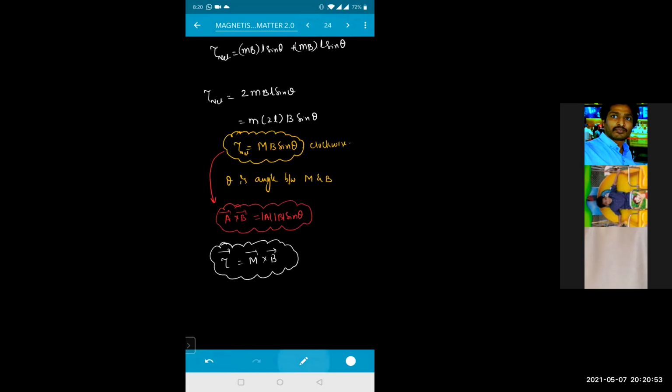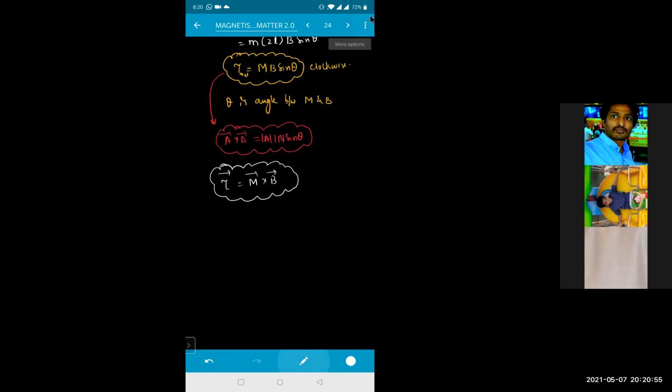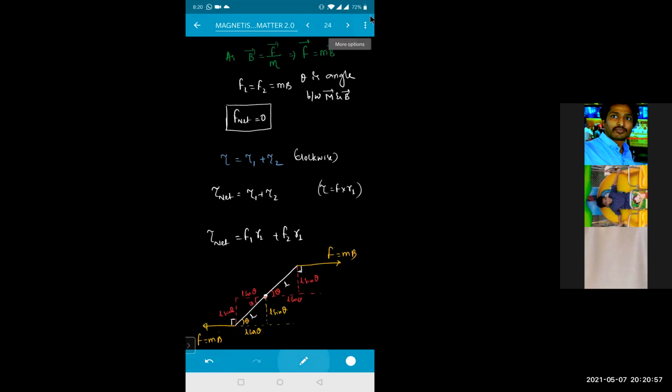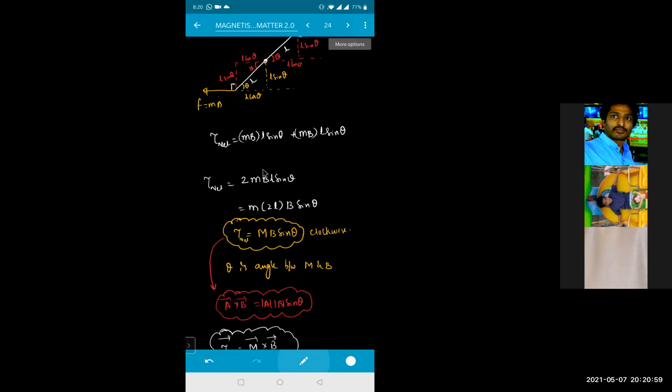So what is happening? A bar magnet is kept in a uniform magnetic field. The torque acting on it is given by the formula tau equals MB sin theta. Now I'll tell you how to take the direction of the torque, how we get the clockwise and anti-clockwise parts of this.